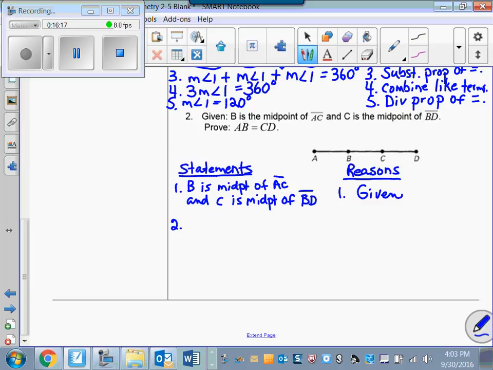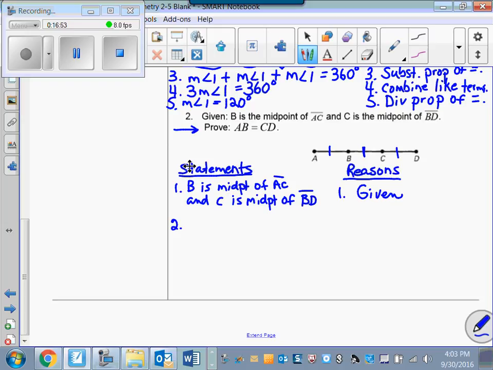And what are we trying to prove? We're trying to prove that the length of AB equals CD. All right, what I want to do before anything else is I want to mark my figure here. If B is the midpoint of AC, then I know that AB is congruent to BC, right? And what else do I know? C is the midpoint of BD, so I know that BC is congruent to CD. All right, so marking that really helps me to think what my next statement needs to be.